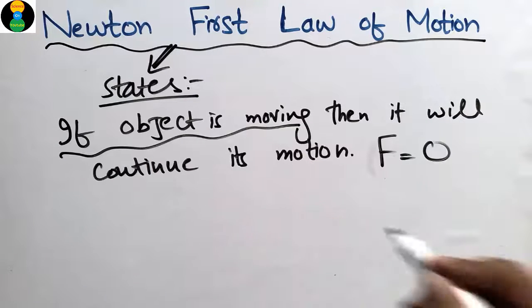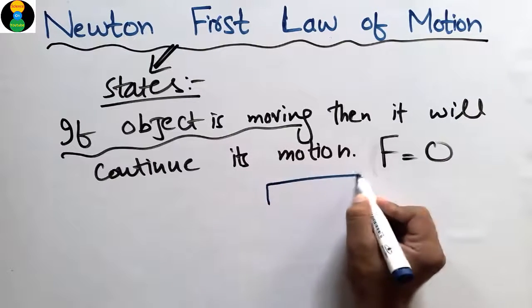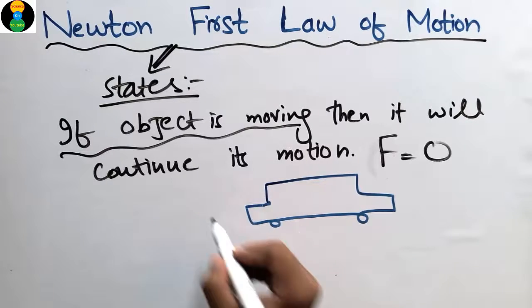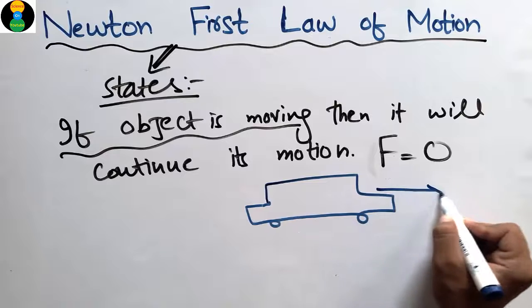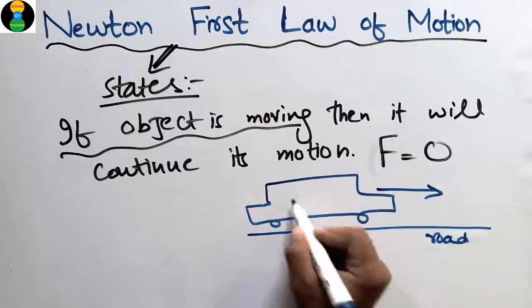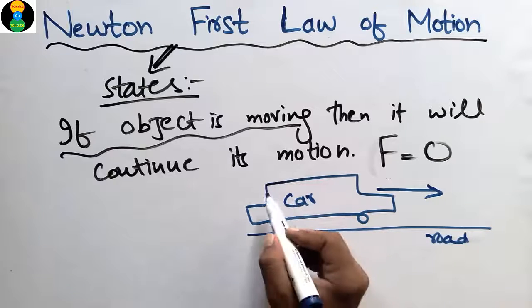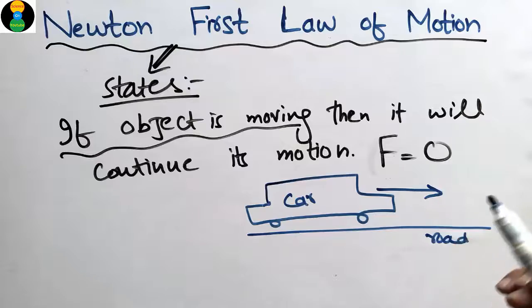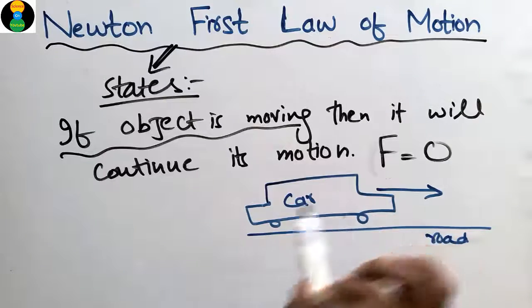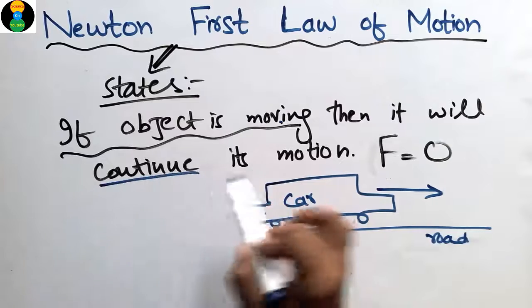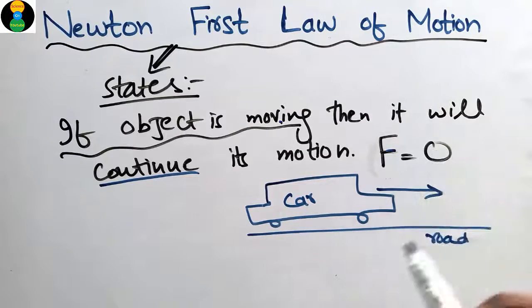For example, if I consider a car moving on the road, when this car is moving in this direction, this is the road and this is the car. So this car will continue its motion throughout its lifetime. When no external force acts, it will never stop. If an object is moving, then it will continue its motion throughout its lifetime when the external force is zero.